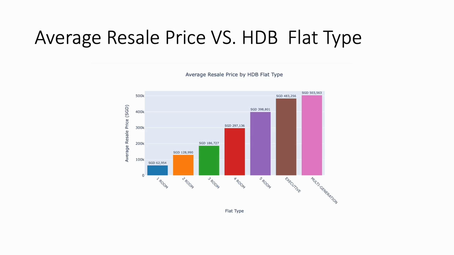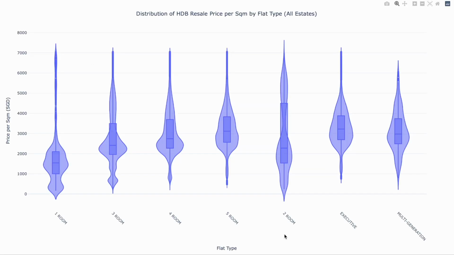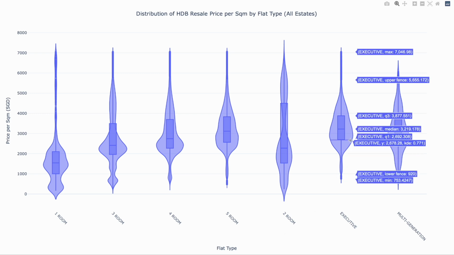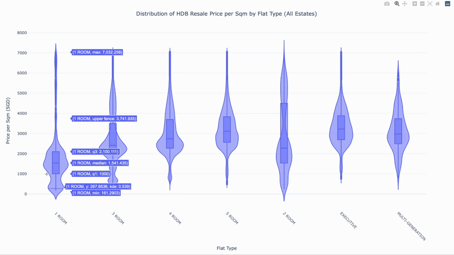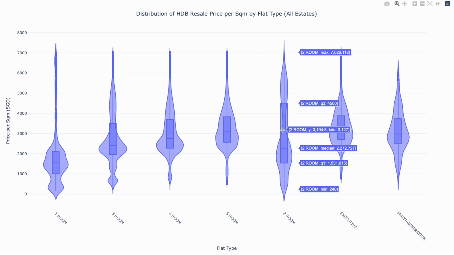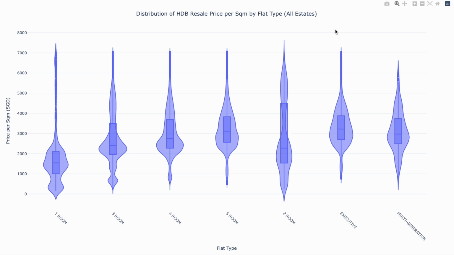Now let's shift from where people live to what they live in. This chart shows multi-generation flats average over 500K, while one-room flats are around 63K, highlighting how size drives price. The visualization shows HDB resale price per square meter by flat type. We can see that larger flats like executive have higher median prices and wider distributions, while smaller ones like one-room are lower and more concentrated. But for two-room flats, the narrow valley indicates low price density, while its length shows a wide price range.